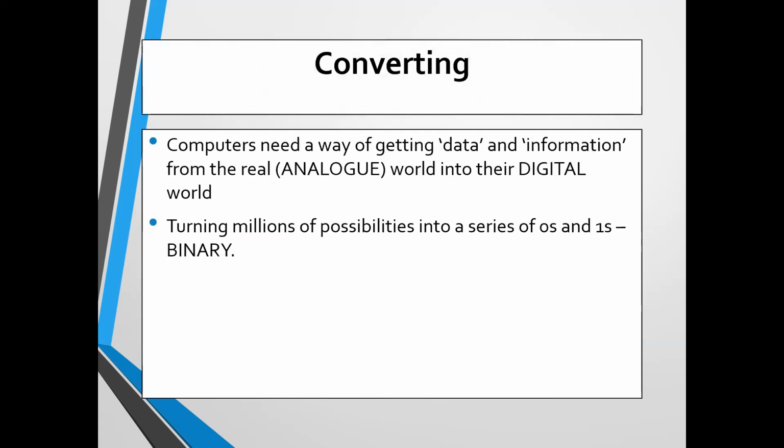Converting. Computers need a way of getting this data and information from the analog into digital by turning those millions of little pixels into zeros and ones. And that's where we said that the best way of handling a picture is to be able to handle it using a scanner.